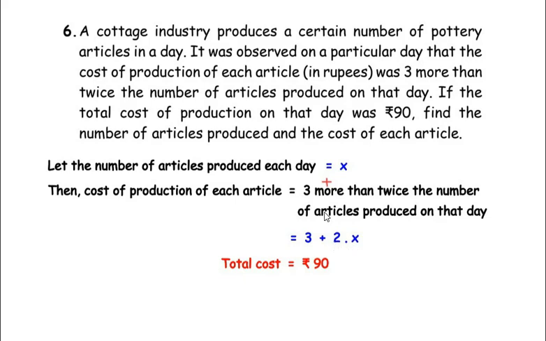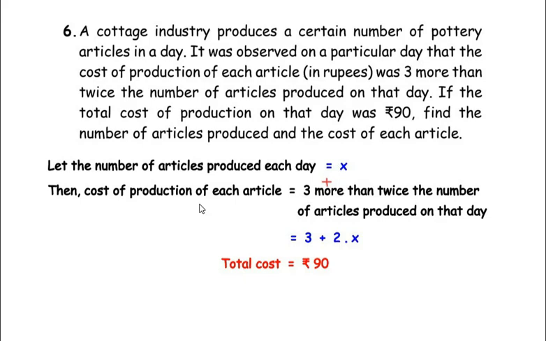Now the last piece of information they have given is that the total cost of production of X articles on a particular day was rupees 90. So here we have written the total cost of production of all the articles considered was equal to rupees 90. Now in this question we have to find out how many articles were made each day, that is the value of X, and what was the cost of production of each article.